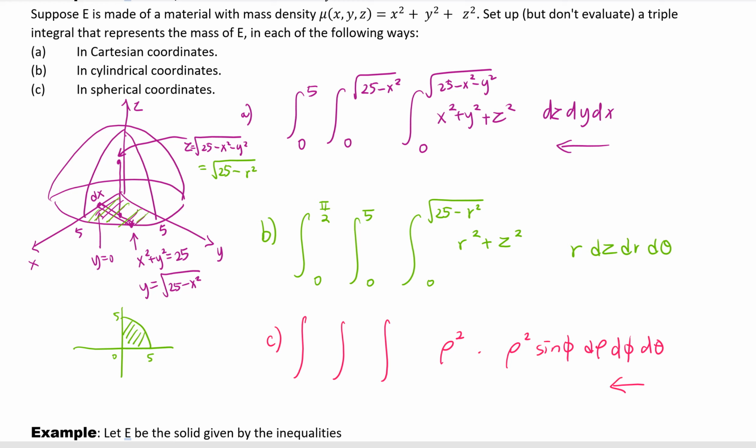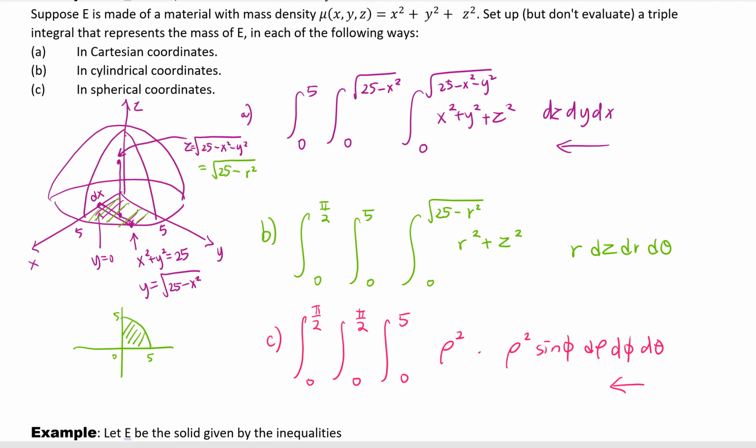Let's see. So for this region, theta still goes from 0 to pi over 2. Phi is in the first octant, so the drop-down angle is also from 0 to pi over 2, right? It's above the xy plane. And then rho is now from 0 to 5. You see? This is the easiest because all the variables, theta, phi, and rho, are between two constants. Okay?